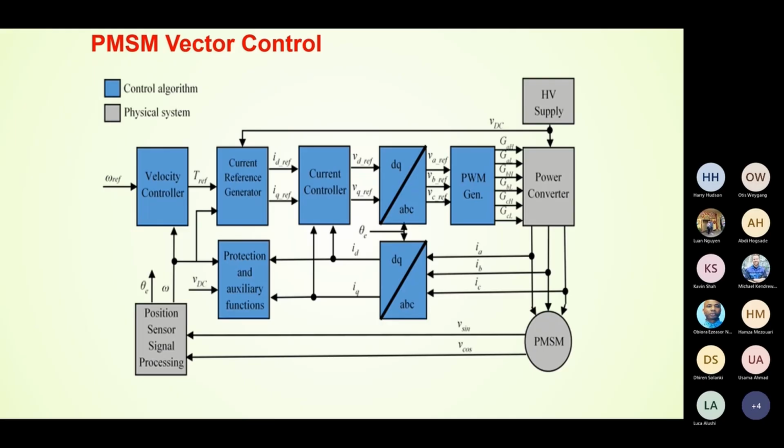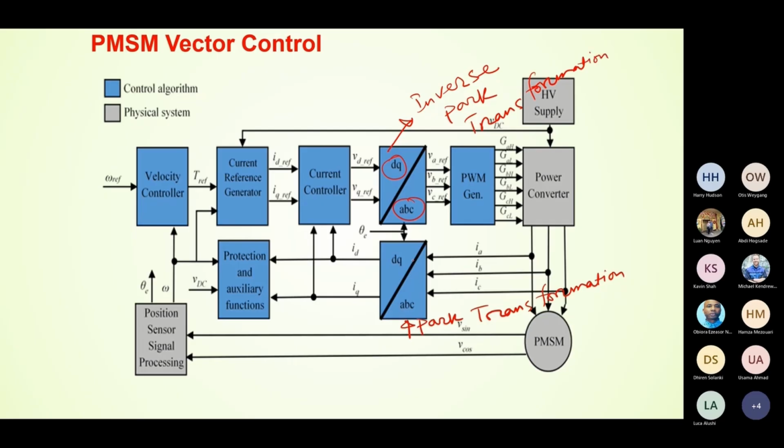So in this block diagram, as you can see, this is actually the Park transformation. And here you have the inverse, because you are given DQ, you will get ABC. This is actually the inverse Park transformation.